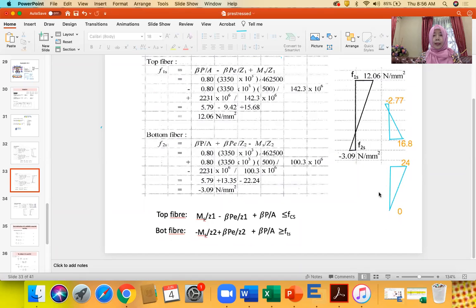For the top part, the compression part, we got 12.06, which is less than 24. It is an allowable value, within the allowable limit. But at the bottom part, it is negative, meaning that there is a crack, while the limit says no crack at all, or zero. Therefore, during service the beam will have a crack here and it cannot be used. We must redesign. So this is not allowed.